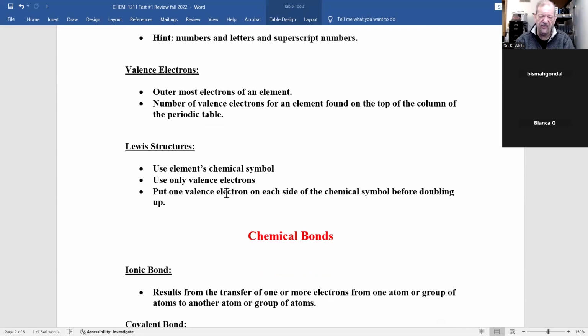This is one definition I'm going to ask you to know. They are the outermost electrons of an element. They're in the very outer part of the electron cloud. Remember, in the center is the nucleus, with protons and neutrons. How do you find the valence electrons of an element? The number of valence electrons for an element is found on the top of the column of the periodic table.